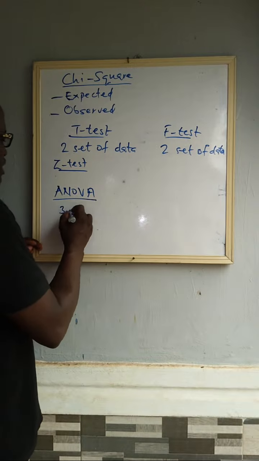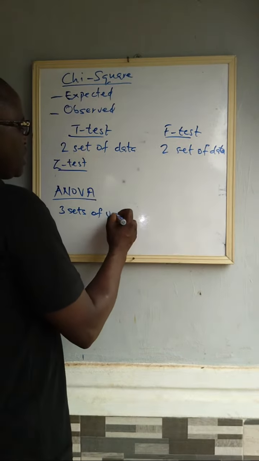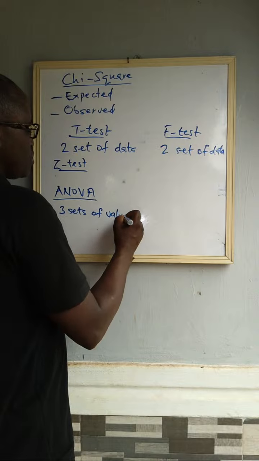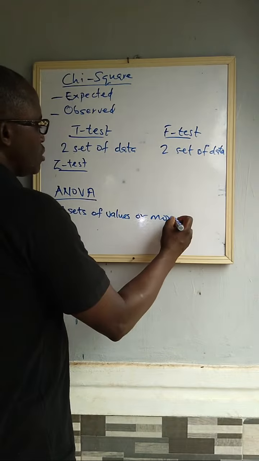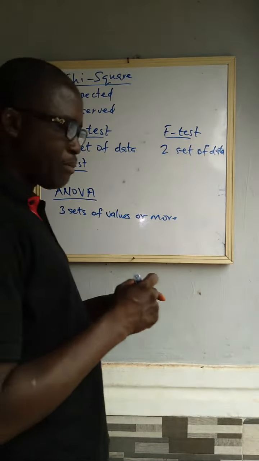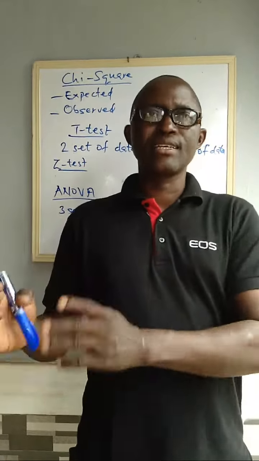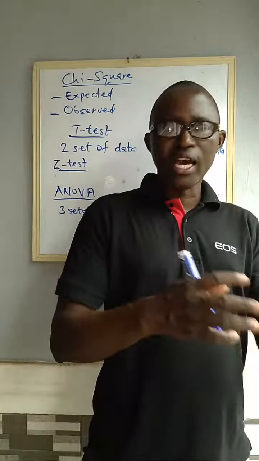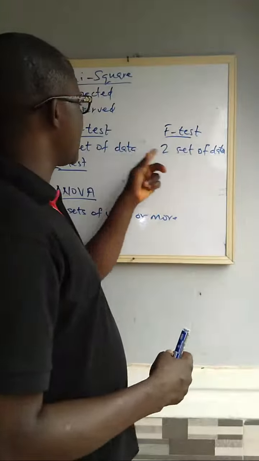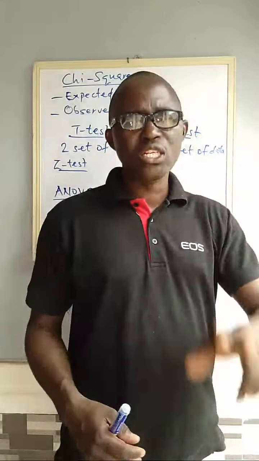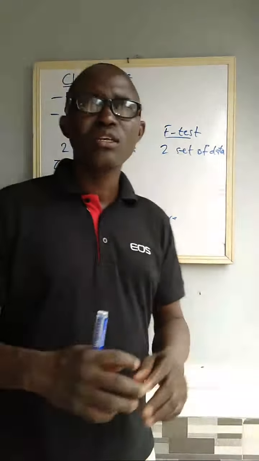You can have three sets of values or data, or more, with ANOVA. So ANOVA can help you compare several data sets, like 4, 5, from 3 and above. So we can compare more than 2. Now, t-test and f-test, you can compare only 2 sets at a time, whereas ANOVA can compare 3, 4, and even more.